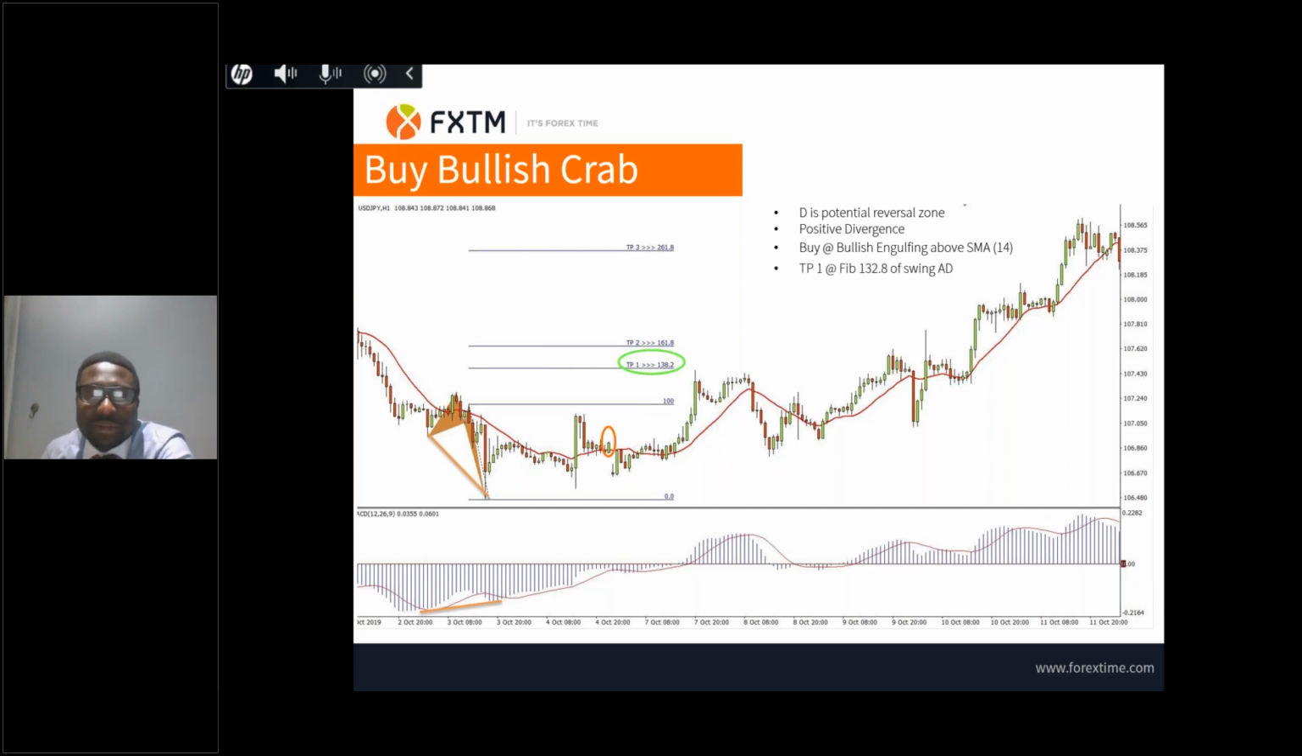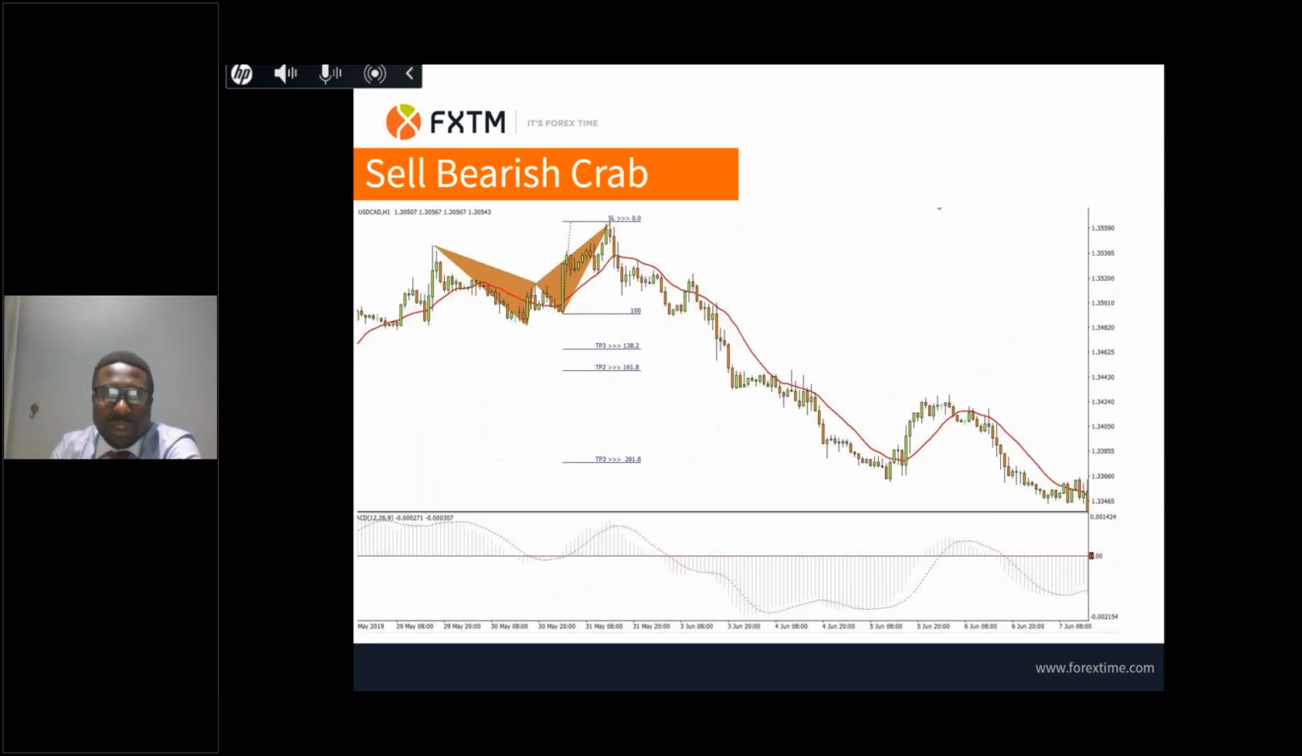My take profit one will be Fibonacci 132 extension of swing A to D. I'm going to show you right on the chart. Is it A to D? No, C to D, sorry. And then TP2, TP3, and lastly, your stop loss will be at point D.